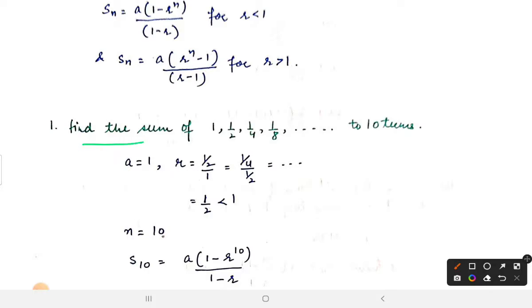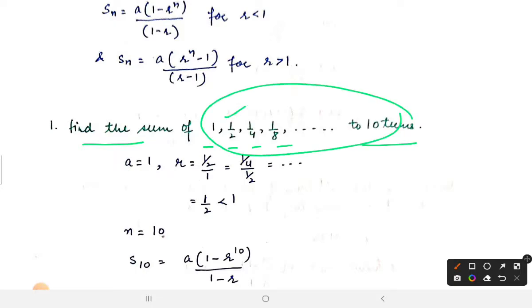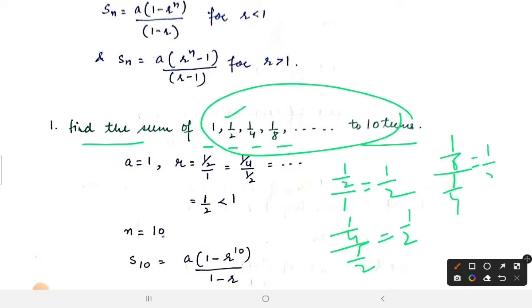Find the sum of 1, 1 by 2, 1 by 4 up to 10 terms of this sequence. So it is a geometric progression. Let us check the common ratio. If the common ratio is the same, that is constant, then it is a geometric progression. So let us check. Divide 1 by 2 by 1, it is 1 by 2. Divide 1 by 4 by 1 by 2, it is again 1 by 2. Divide 1 by 8 by 1 by 4, it is again 1 by 2. So the common ratio is 1 by 2, which is less than 1. So we will apply this formula.